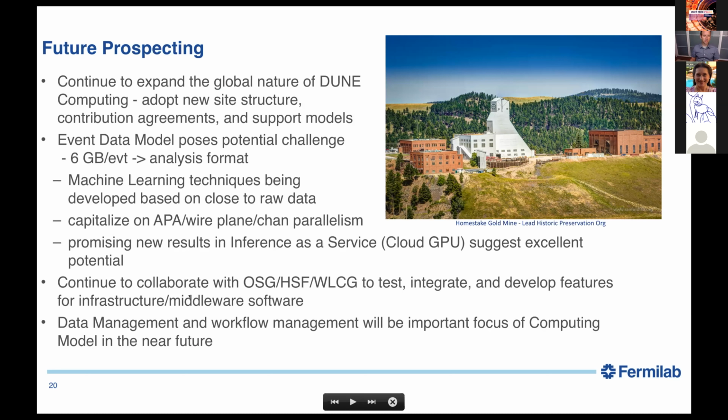There are some new results in inference as a service using some cloud GPU that suggest real great potential there. And we're going to continue to collaborate with OSG, HSF, and WLCG to integrate and develop new features. And that's all I've got. Thanks.